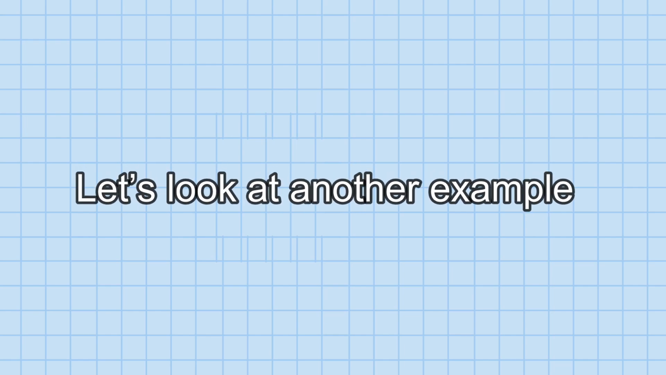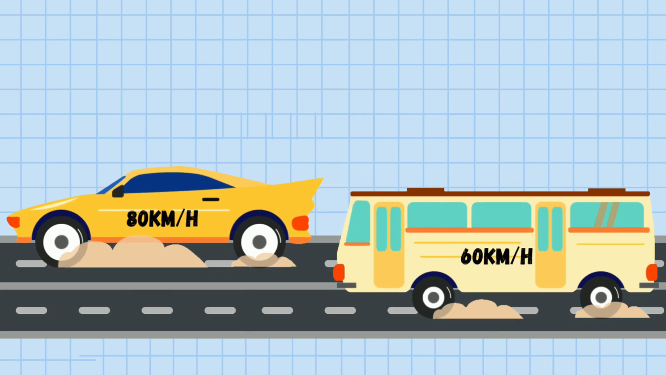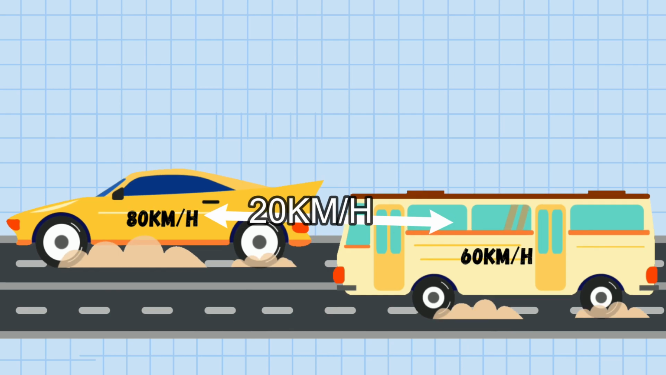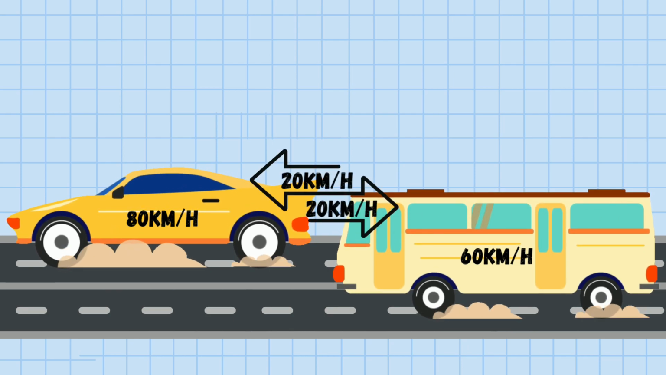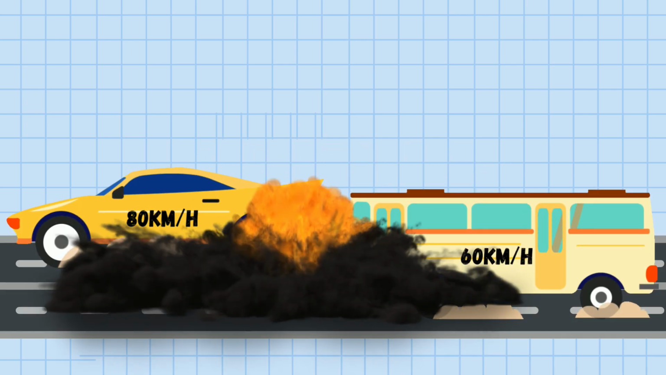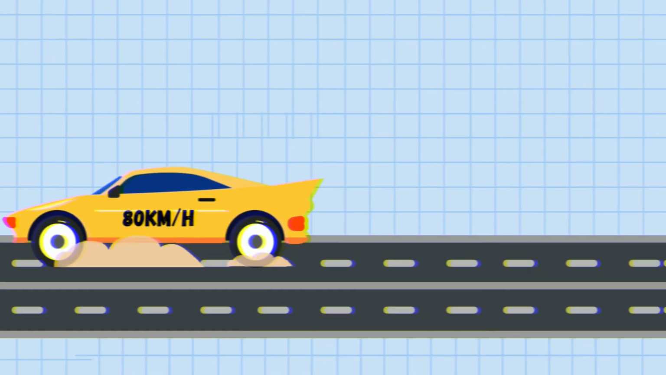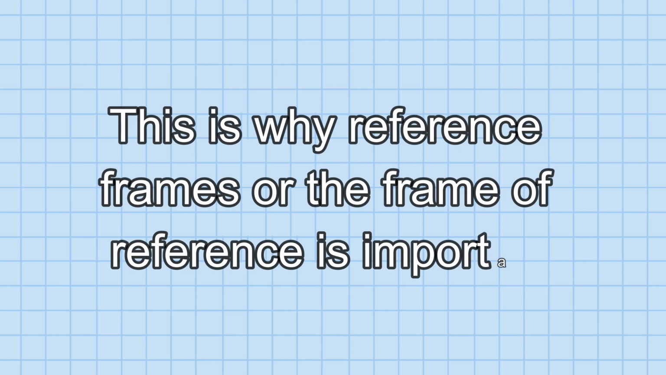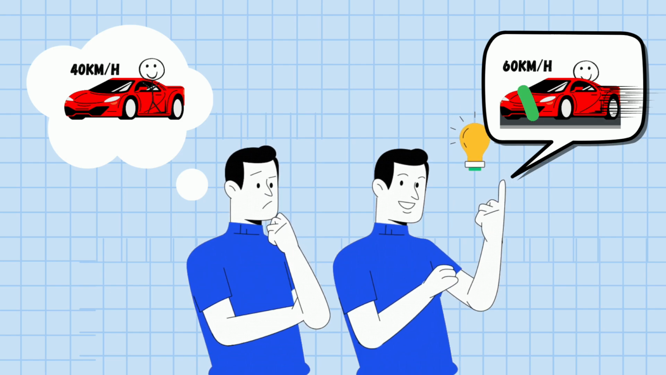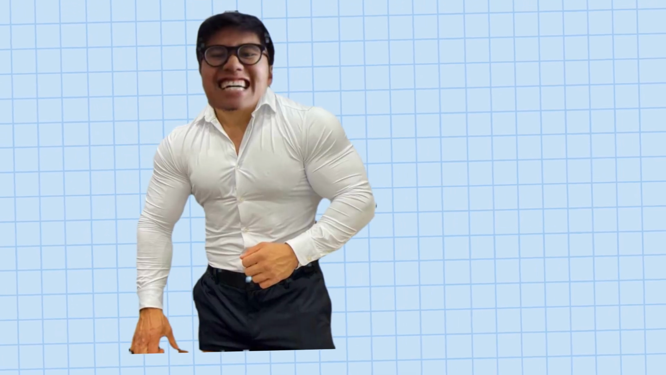Let's look at another example. Imagine a car and a bus driving on a highway. The car is driving 20 kilometers per hour relative to the bus. This means we can establish that the car is moving 20 kilometers per hour faster than the bus. However, if we change the frame of reference to the ground, the car's speed would be faster. This is why the frame of reference is important, as it helps us describe the motion of an object, and depending on it, an object's velocity might change. Now that we know what reference frames are, let's head back to our topic.